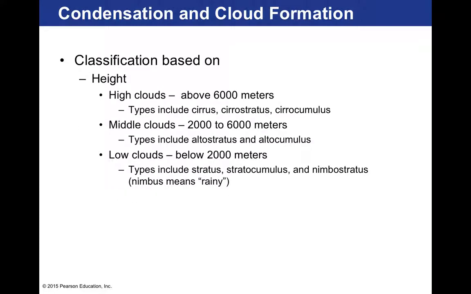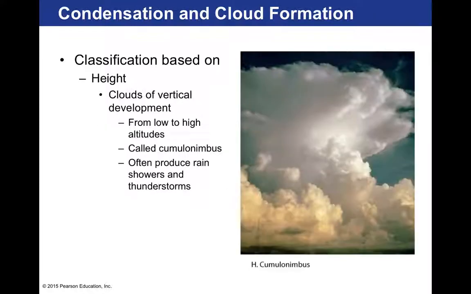We also classify them based on height. We have high clouds, which are above 6,000 meters. These would include cirrus, cirrostratus, and cirrocumulus. Middle clouds happen between 2,000 and 6,000 meters. These would be altostratus and altocumulus. And then finally low clouds below 2,000 meters: stratus, stratocumulus, and nimbostratus. Nimbus means rainy, so these are the types of clouds that typically result in precipitation.